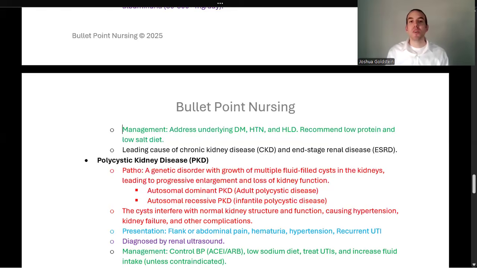The presentation of this one will be flank and abdominal pain, hematuria, that's blood in the urine, hypertension, and recurrent UTIs. This is diagnosed by renal ultrasound. Again, we could just see the cysts right there.